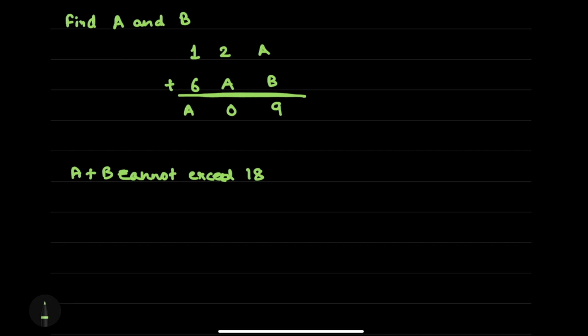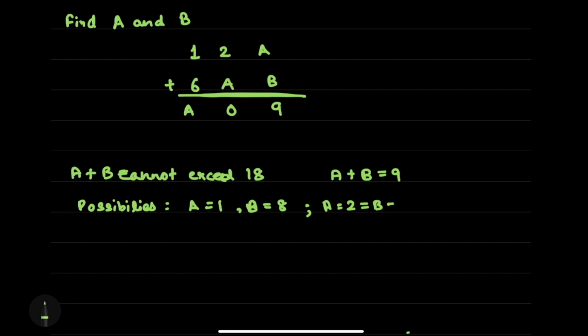So how do we get 9 by adding the two? We need to find something. This number A plus B cannot be 19, so A plus B would be 9 on its own. And the possibilities would be A can be 1, then B would be 8, A can be 2, then B would be 7, and so on. We'll observe the other columns before making a decision on what happens in this column.